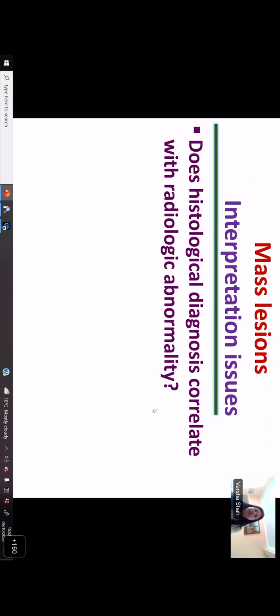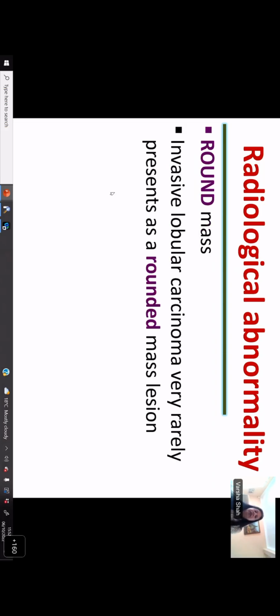So I have made a diagnosis of nodular sclerosing adenosis. Does that diagnosis correlate with the radiological abnormality? Yes, it will correlate. But if you had made a diagnosis of invasive lobular carcinoma, it would not have, because invasive lobular carcinoma will never, never say never, but very rarely present as a round, well-demarcated mass. So if you diagnose invasive lobular carcinoma in a rounded mass lesion, think twice, thrice, multiple times before you give that diagnosis.